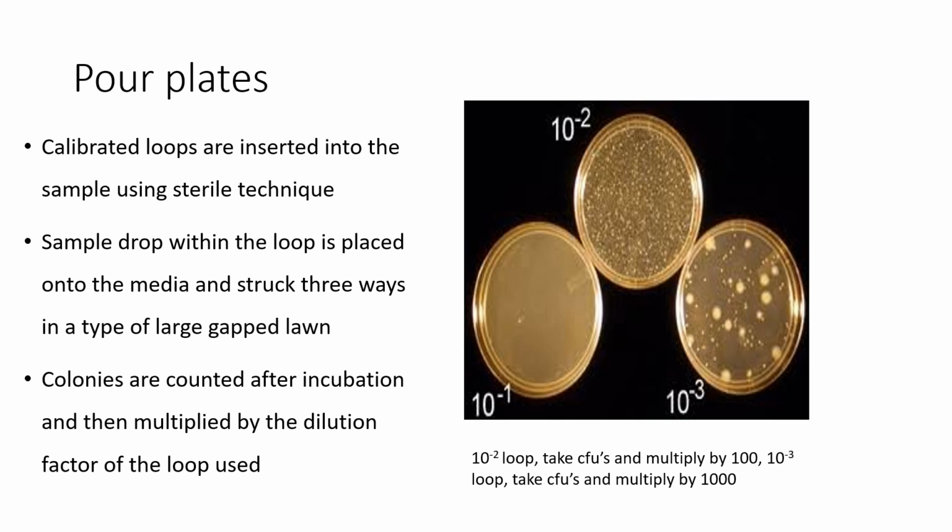Okay, and then what we do is we incubate those plates, and then we count the number of colonies and multiply that times the dilution factor. So if I'm looking at my 1 to 1,000 plate and I've got 5 colonies, I could actually say there's 5,000 colonies growing per mil. So that's how we use pour plates, and most of the time that's used for urine cultures.